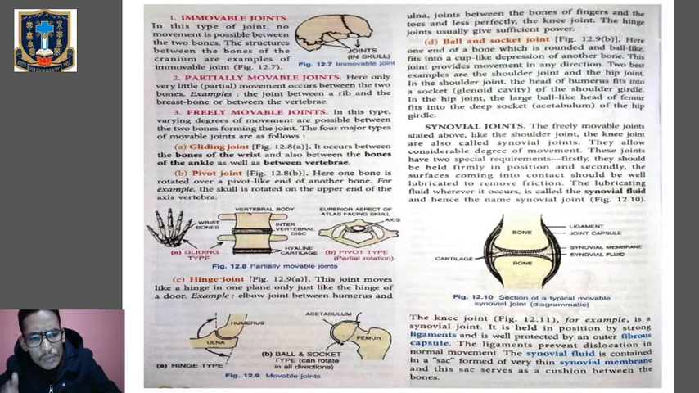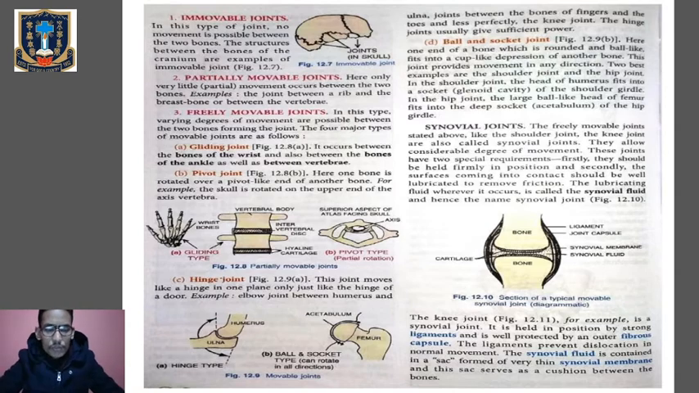Now partially movable joints, they are able to move but very little. The name is partially. Very little movement occurs in this type of joints. For example, joint between the rib and the breastbone or between the vertebrae, they can move very little. Then comes the freely movable joints, which are able to move freely with varying degree of movements. In this case we find 4 types of joints. And what are those? They are the gliding joints, the pivot joints, the hinge joints, and the ball and socket joints. So this comes under the freely movable joints. In this type of joints, we find varying degree of movement.